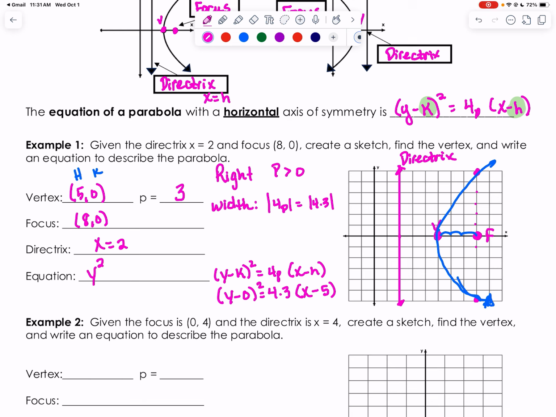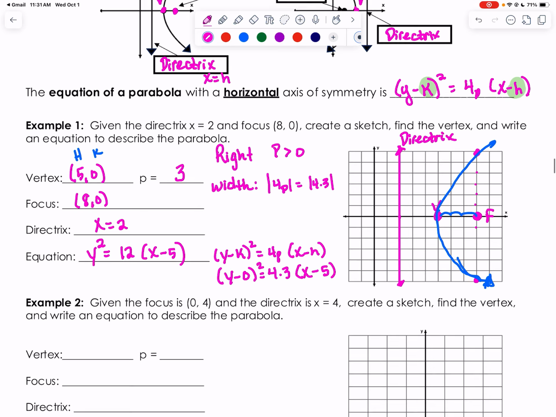So y squared equals 4 times 3, which is 12, times parenthesis x minus 5. All right, final answer. All right, let's look at another example.